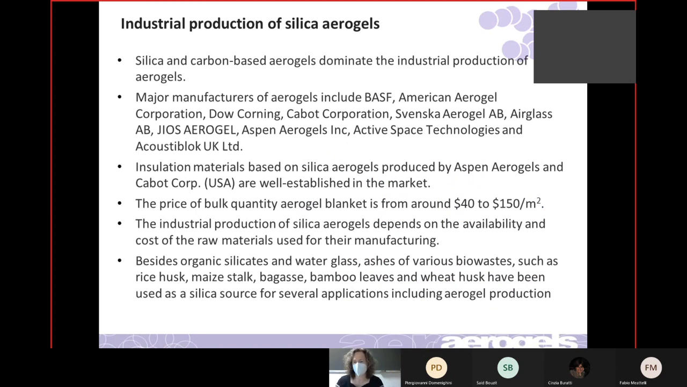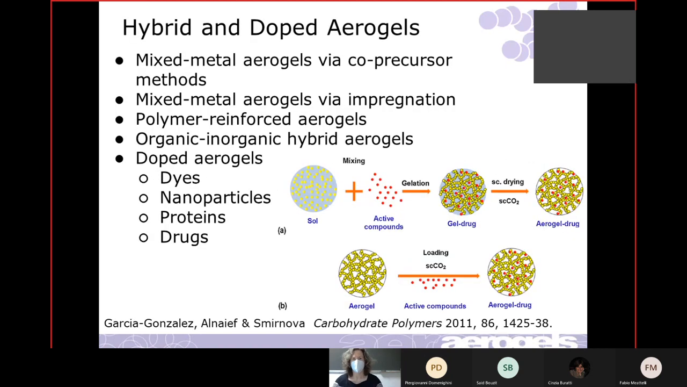aerogels from different chemistries. So hybrid and doped aerogels do not have to be silica aerogels, but the examples I'm going to show in the next few minutes will be. So what we can do is mixed metal aerogels by using two different co-precursors. Instead of just using a silica co-precursor, we could use a silica co-precursor and a titania precursor, or an alumina precursor, or a copper precursor, or some other species to make an aerogel that contains not just the silicates or silicon oxides, but also other things. We can do that by putting them in as a co-precursor.